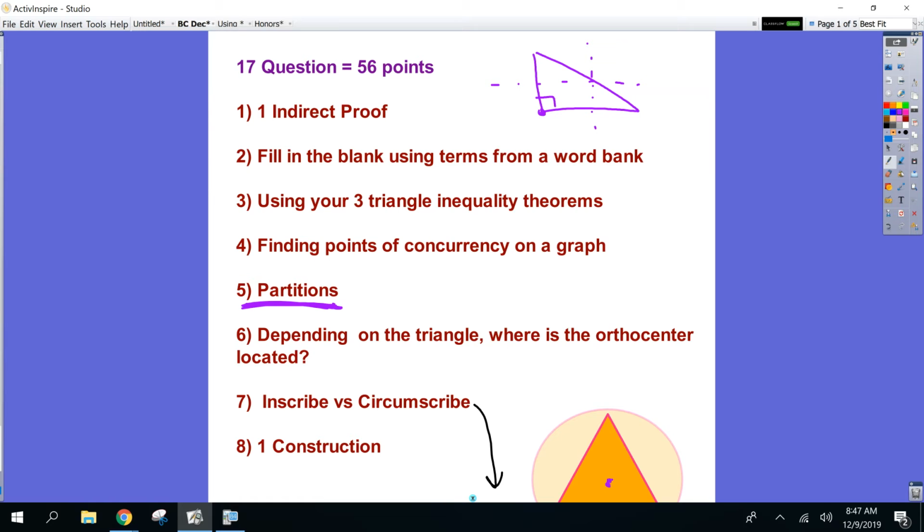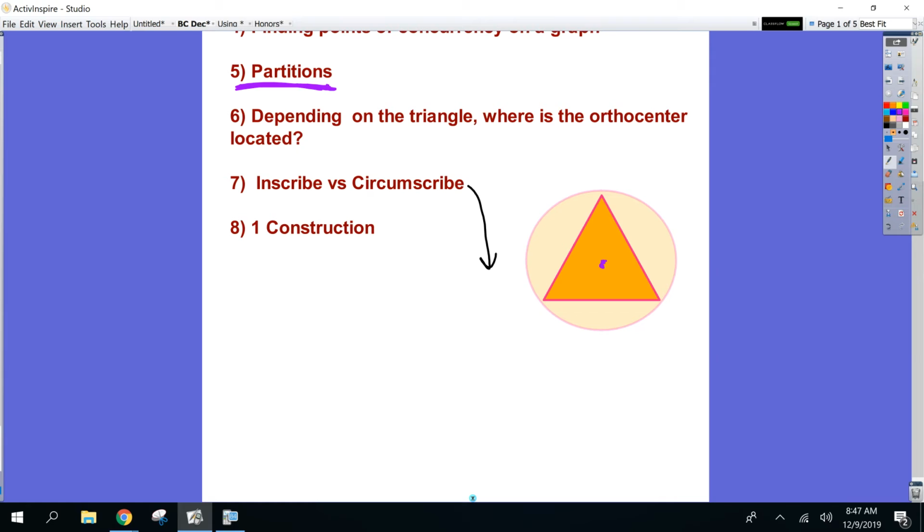Depending on the triangle, where's the orthocenter located? We just went over where it was in a right triangle. Anybody, if it's an acute triangle, where's the orthocenter? Somewhere inside. And if I give you an obtuse triangle, somewhere outside.